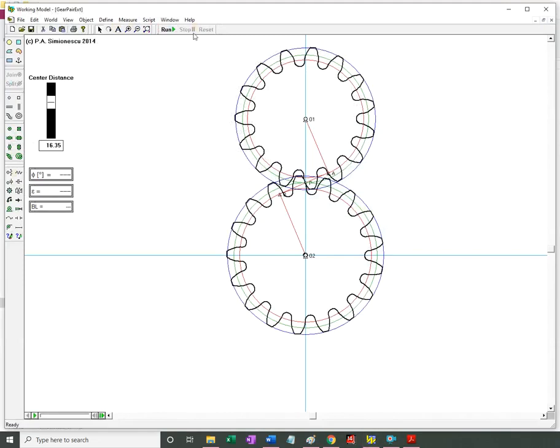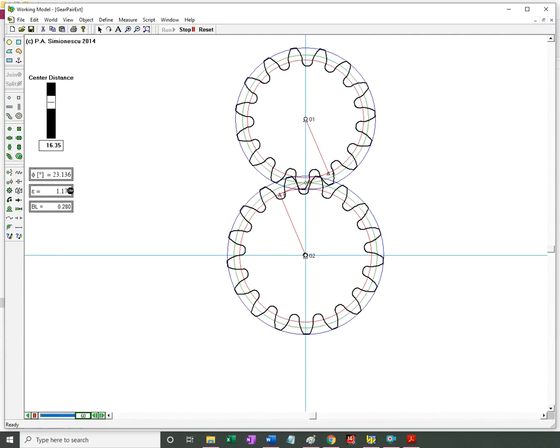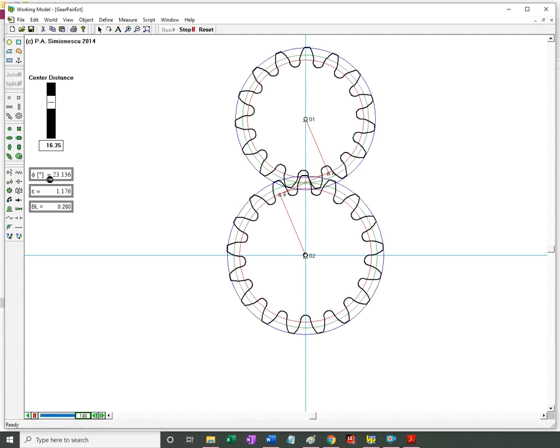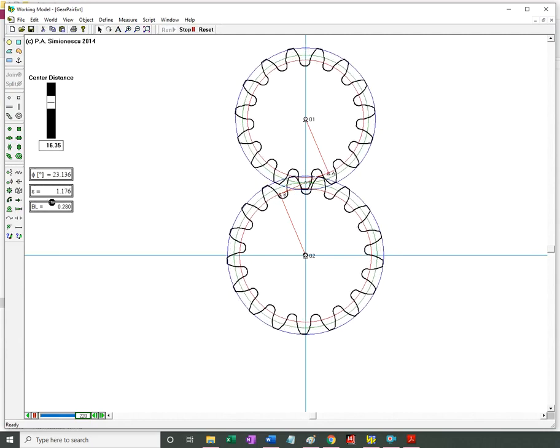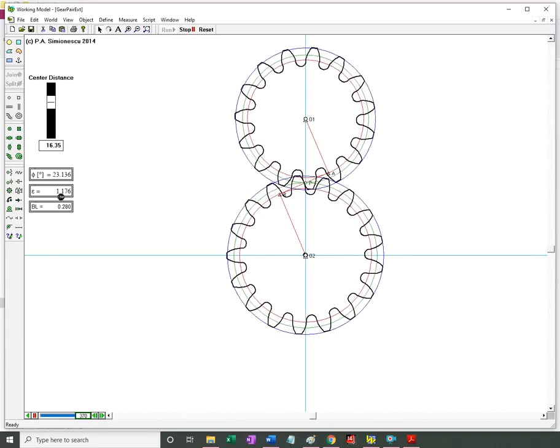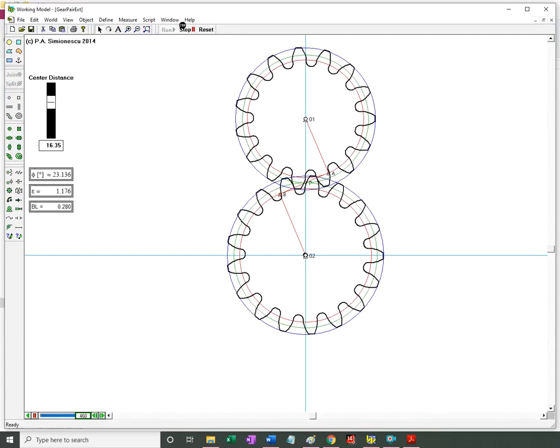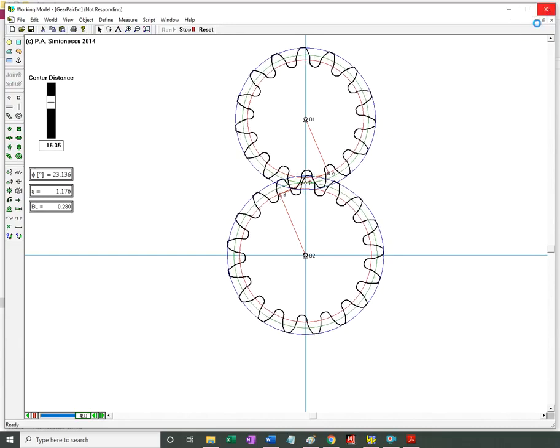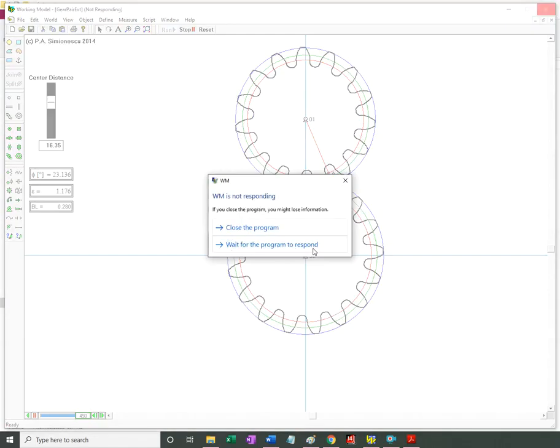if I, however, like the way we found the simulation, hit run, the pressure angle is no longer 20 degrees, it's 23 degrees. Contact ratio went down from 1.4 to only 1.176. Okay.